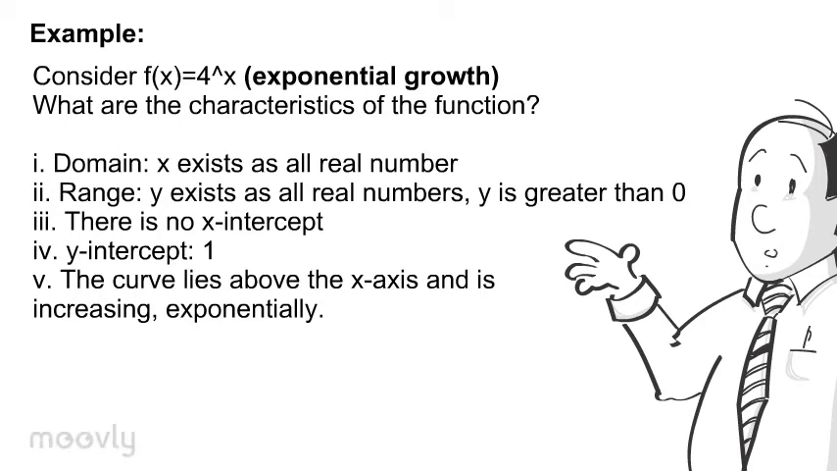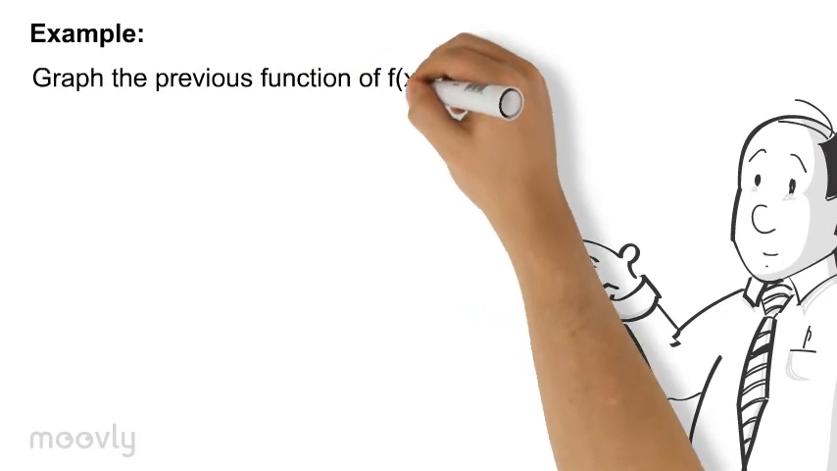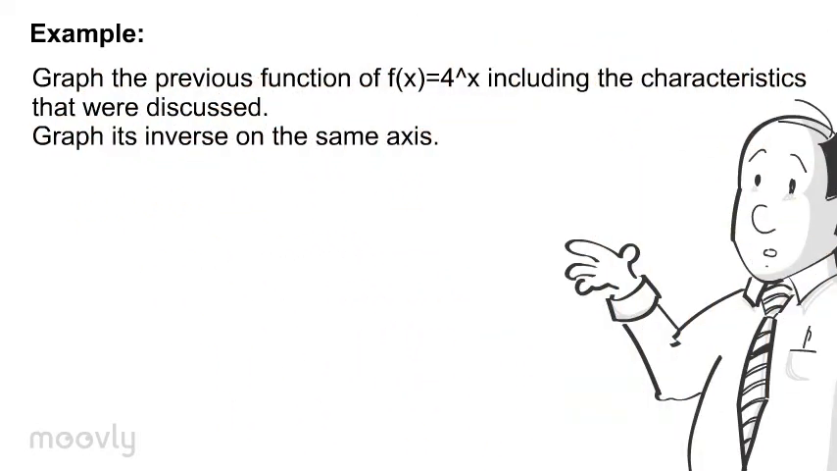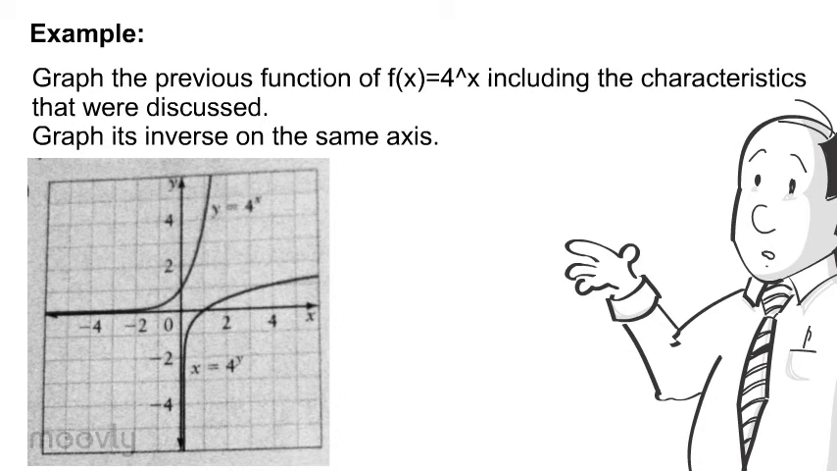The graph doesn't cross the x-axis and thus has no x-intercept. Its y-intercept is 1 because 4 to the power of 0 is equal to 1. The graph of this function contains all of the characteristics which were previously discussed. The curve is above the x-axis, has a y-intercept of 1, and is exponentially increasing. The inverse of this function would be a reflection of the exponential function on the slanted line of y is equal to x. The inverse would have an x-intercept of 1 and no y-intercept.